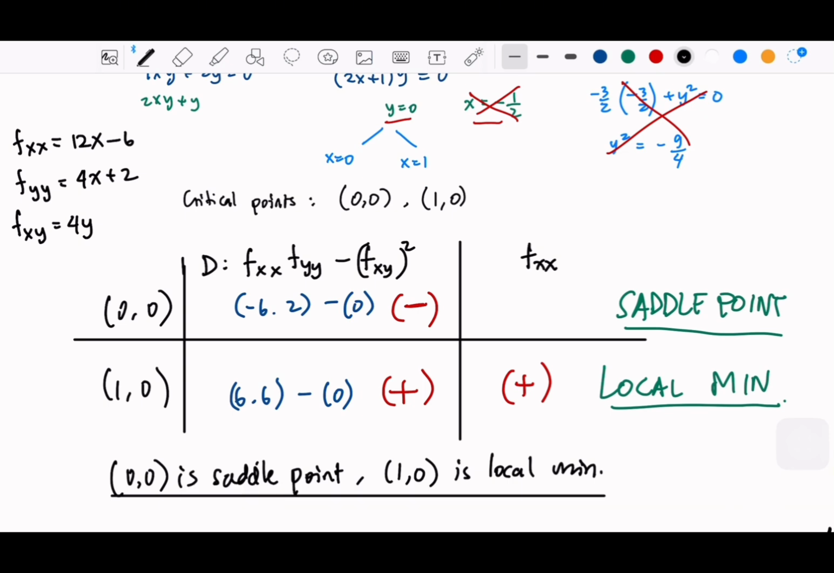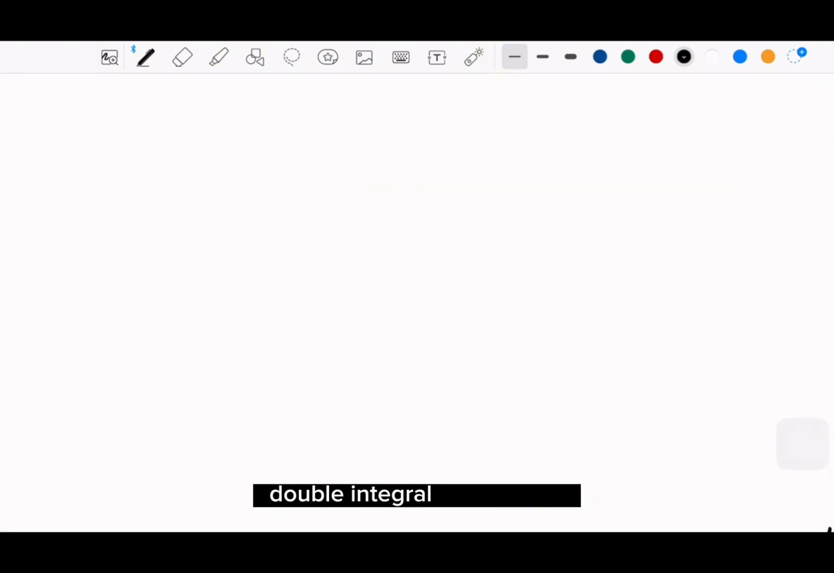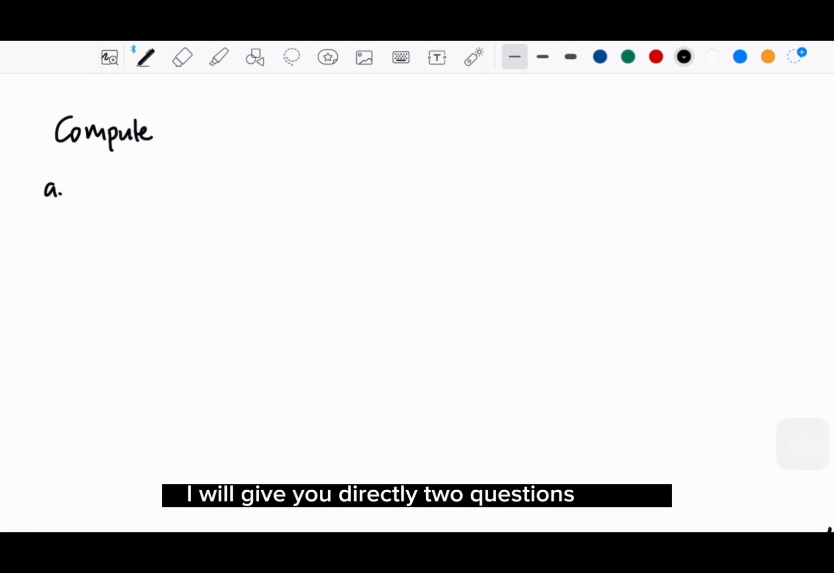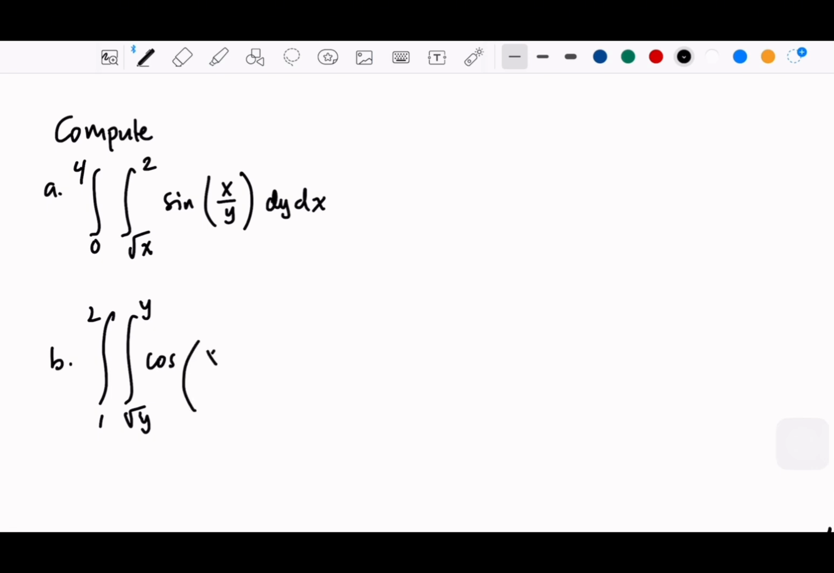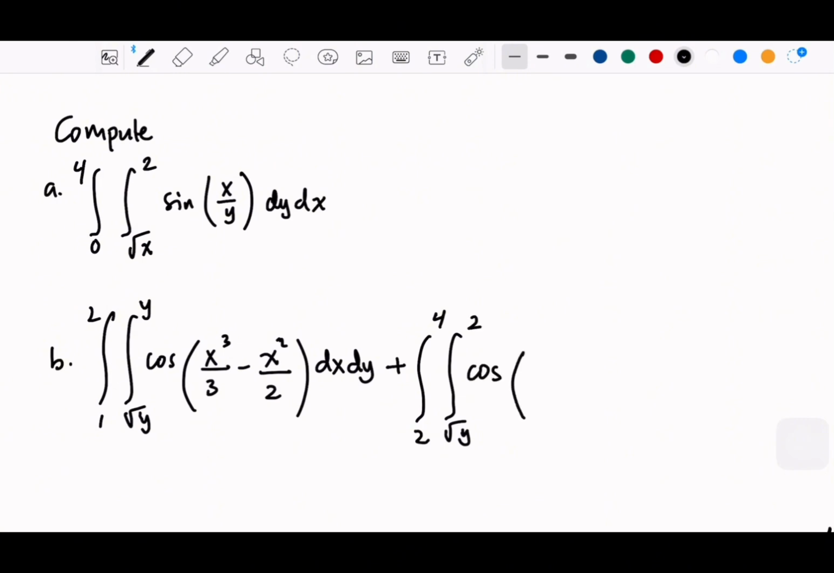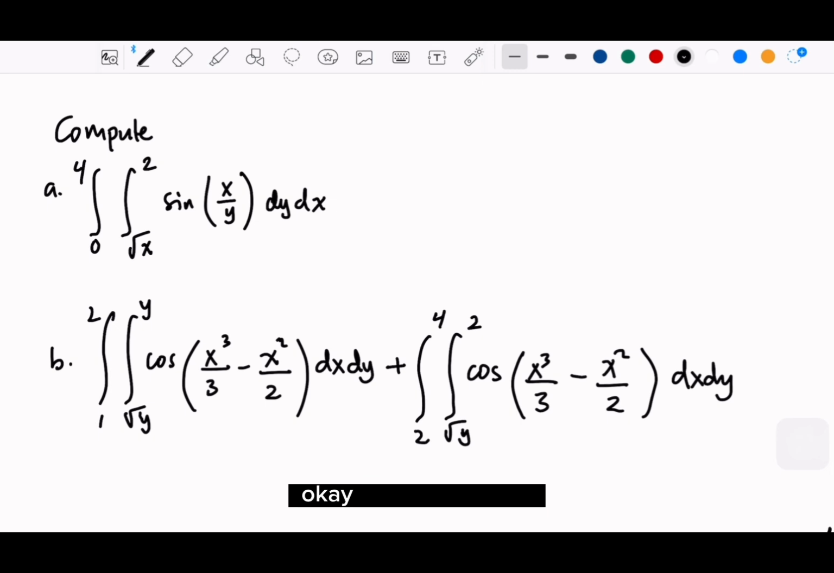Okay, let me give you another question. So let's move to double integrals. Okay, so compute. I will give you directly two questions now. Okay, so try that one.